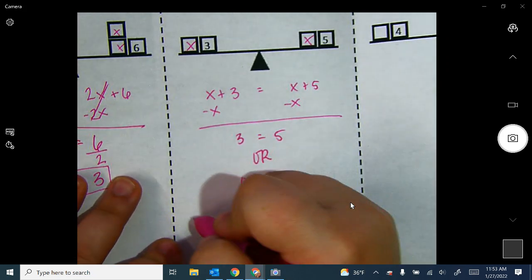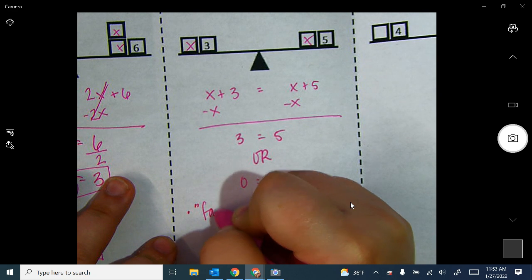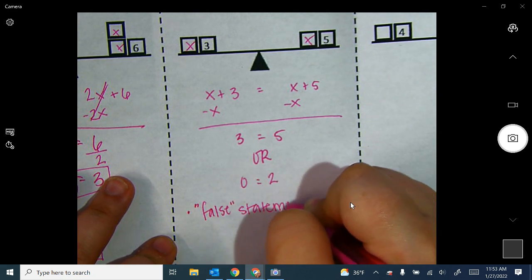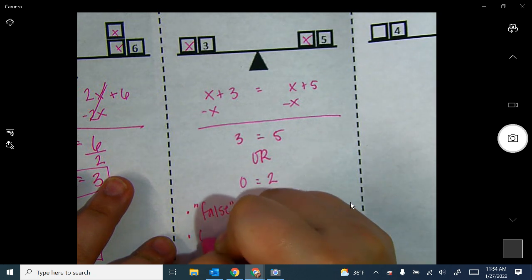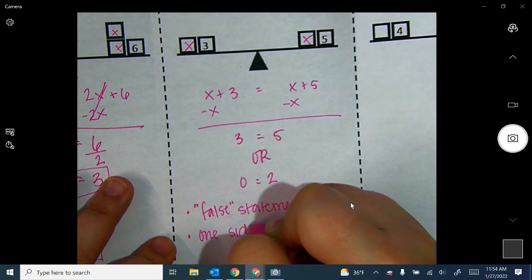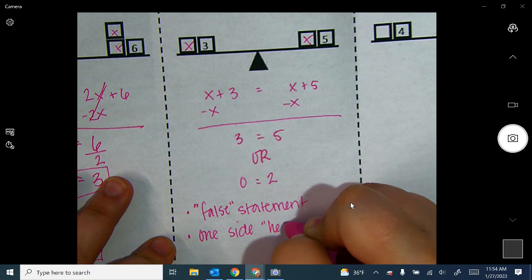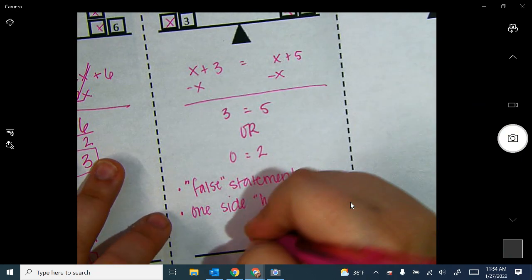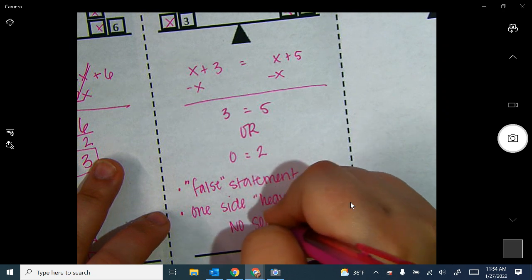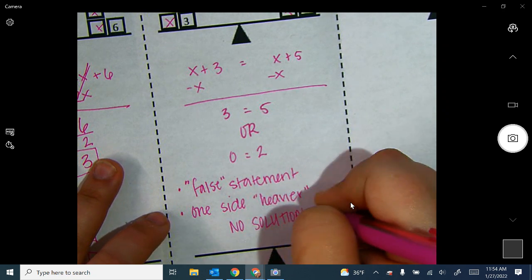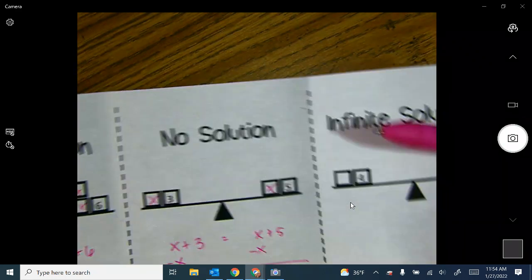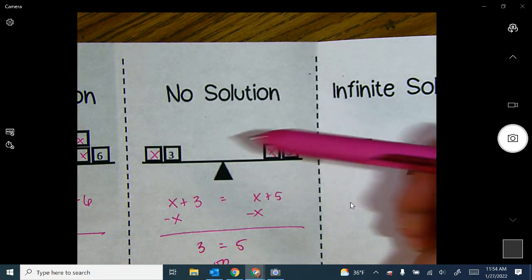Okay, so whenever I end up with that false statement and one side is heavier in terms of like the scale, then we have no solution. Okay, so thinking about what a solution means, that means that no value for x would ever make this true.